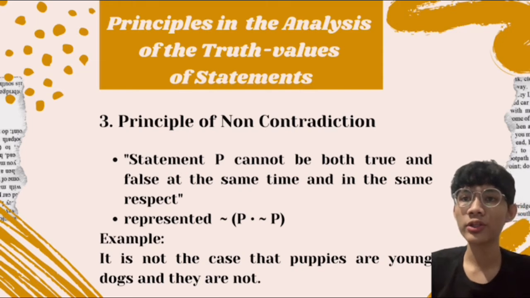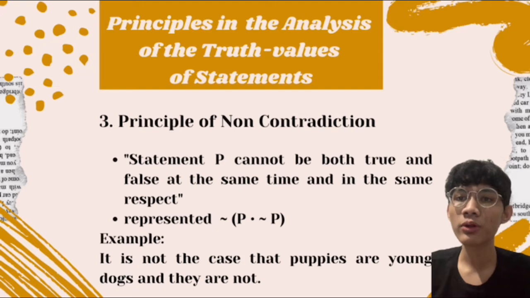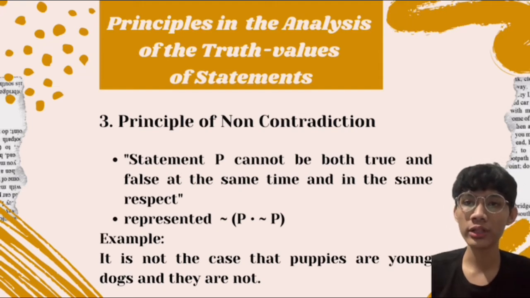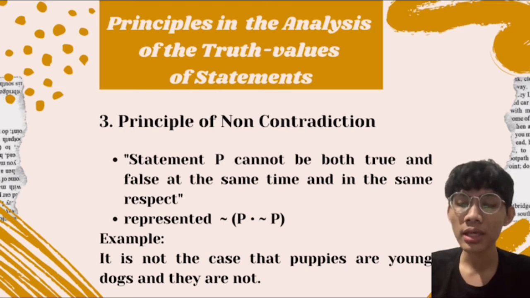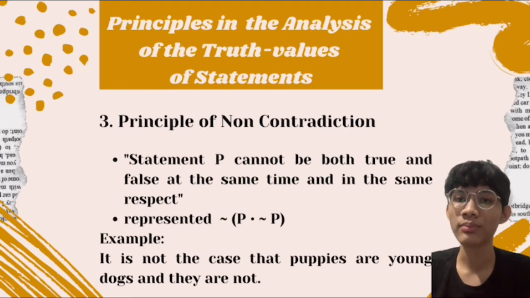The last principle among the three principles is called the principle of non-contradiction. This principle will prevent you from assigning two truth values to a statement at the same time and in the same respect. This means that P cannot be both true and false at the same time and in the same respect. Although statement P can be true at one instance and false at another, it cannot be true and false at the same time. For instance, we all know puppies cannot be both young dogs and not young dogs at the same time and in the same respect. That would be a contradictory statement.